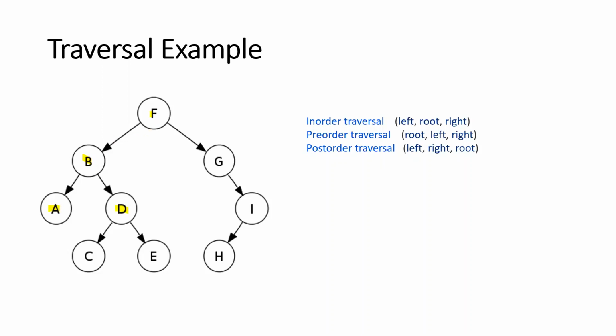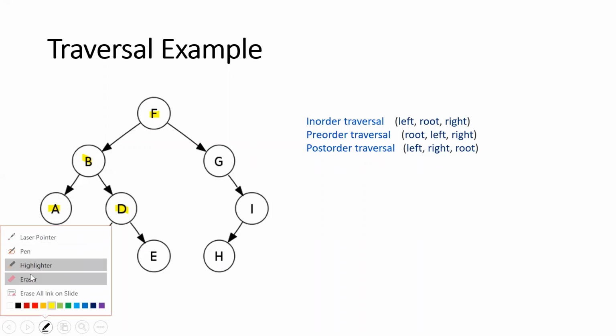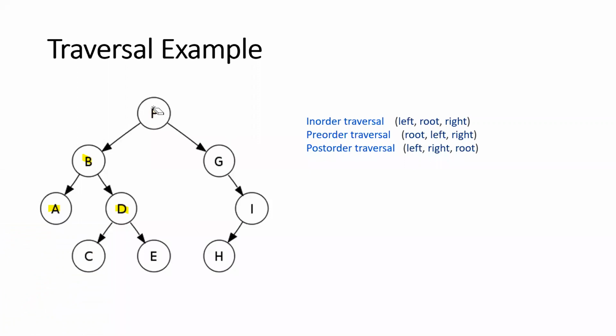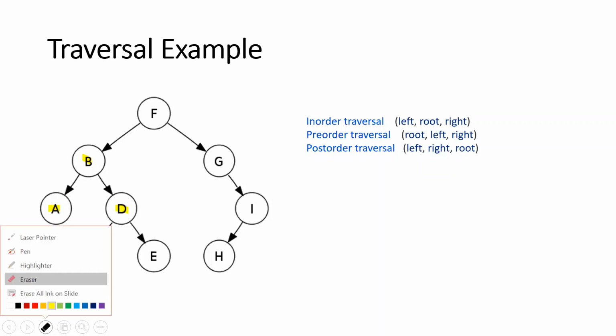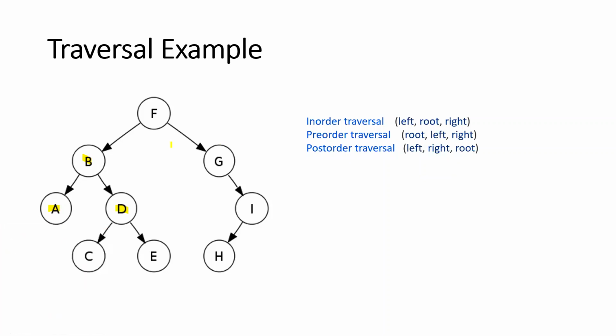Now standing at F, it will see whether my left subtree is over. Left is over. Now standing at F, it will check whether my right is over. Right is not over, right? So what will it do? It will take the right.